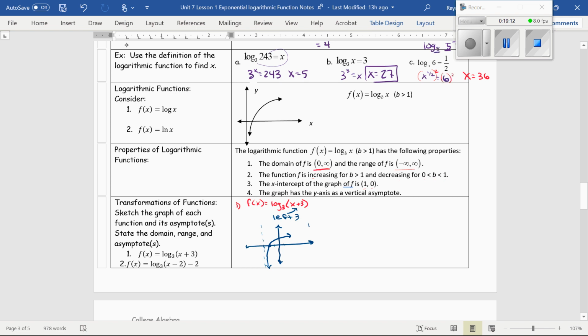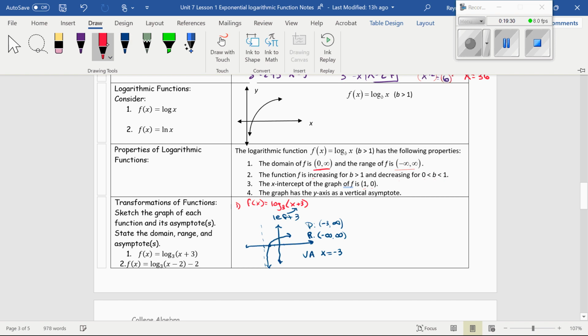You still have a domain, but it's this time going to be from negative 3 to infinity. Your range is all real numbers. And then we have a vertical asymptote at x equals negative 3.